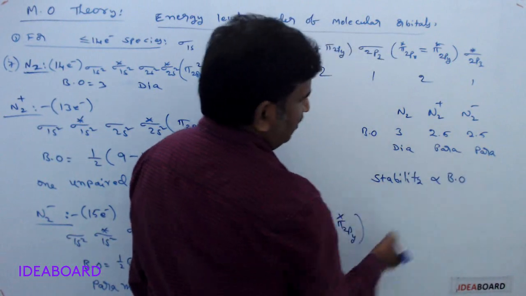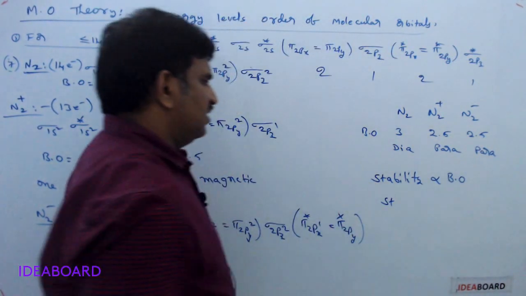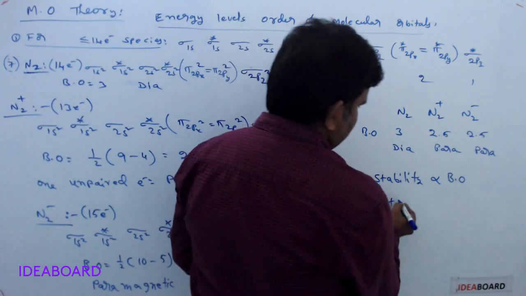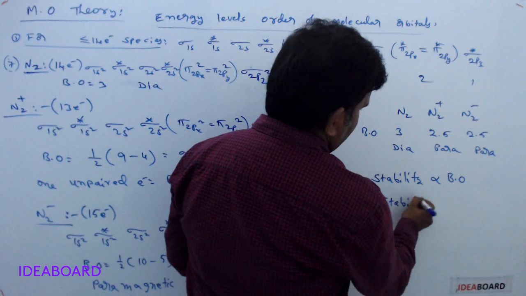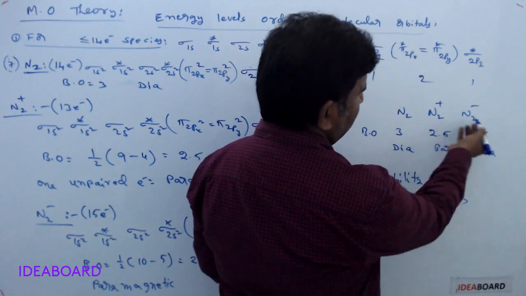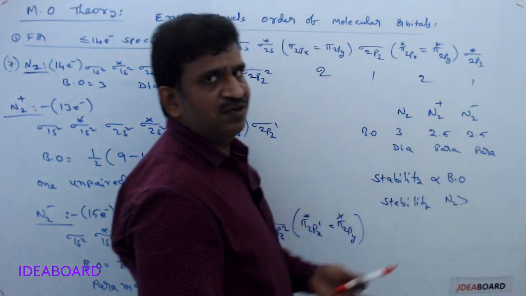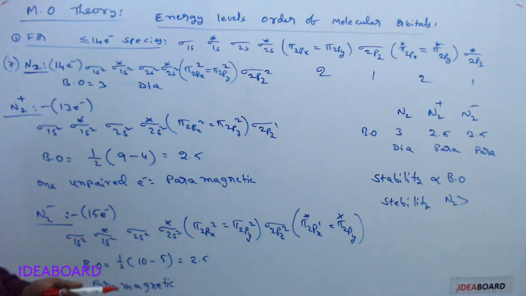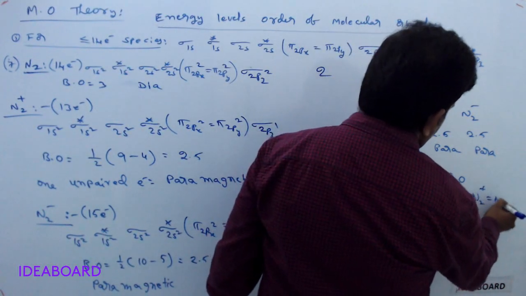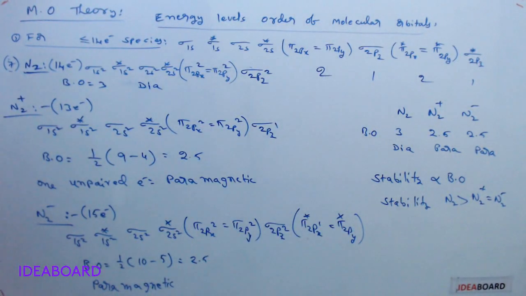If you are taking stability, here we have bond orders 3, 2.5, 2.5. So nitrogen is more stable than these two. Both N2 plus and N2 minus have the same bond order now. How can we write? If both are the same, can we write N2 plus is equal to N2 minus? Is that correct, or is there any other chance?